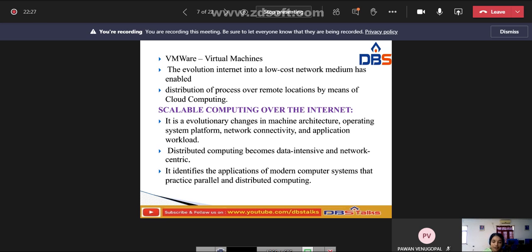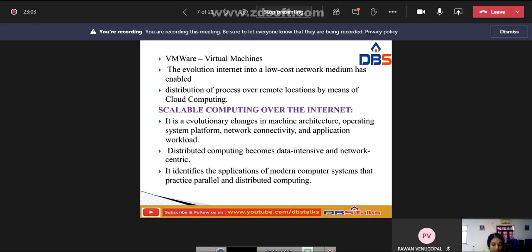In this section, we are going to identify the applications of modern computer systems that practice parallel and distributed computing. So what we are discussing in this topic is that we have to identify the applications of modern computer systems in order to practice parallel and distributed computing.